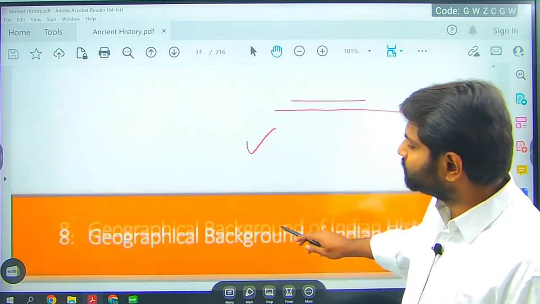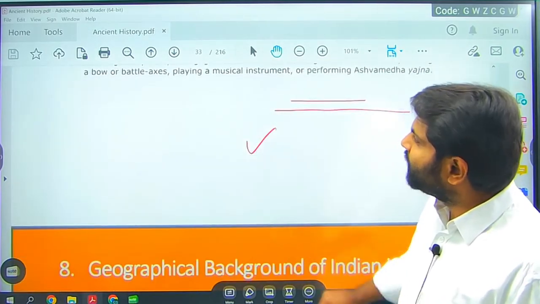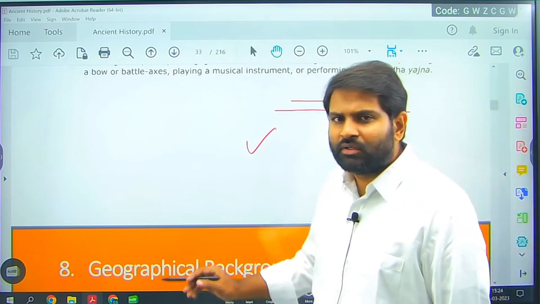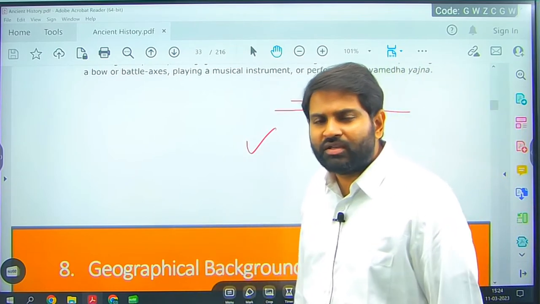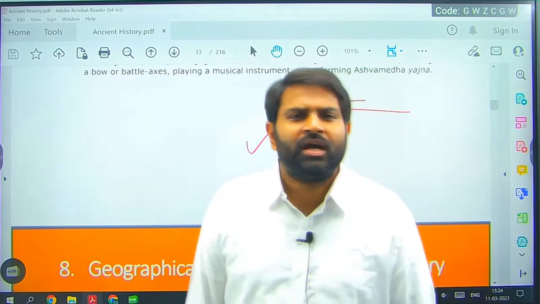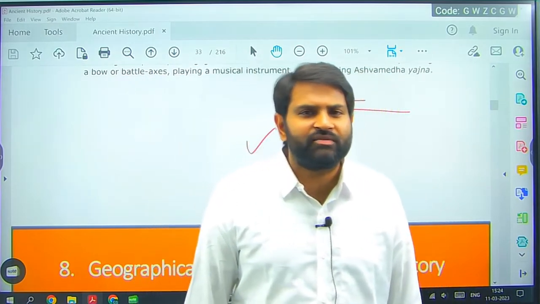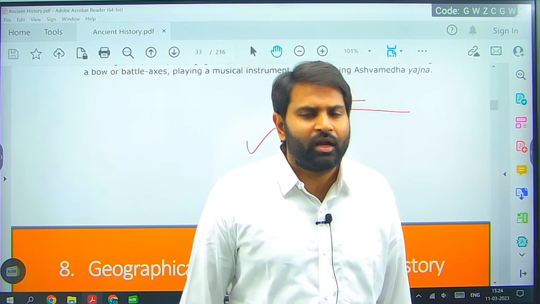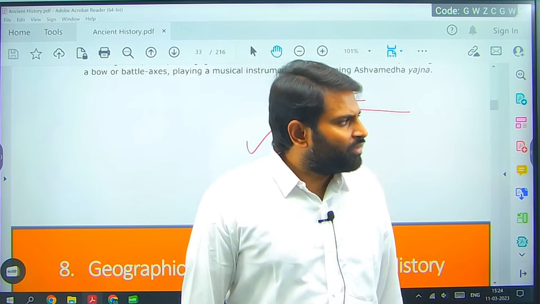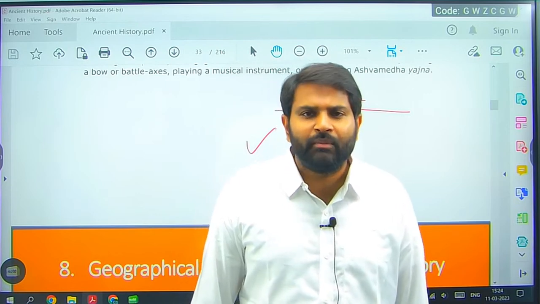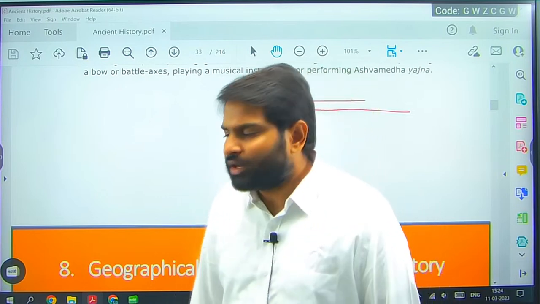So, boom, we have completed 33 pages here. We have completed the sources of ancient history. Most students forget to do this and start trying to get into the Indus Valley Civilization, but cannot do that. All right, we will continue after 10 minutes. We will take a 10 minute break and then continue again.